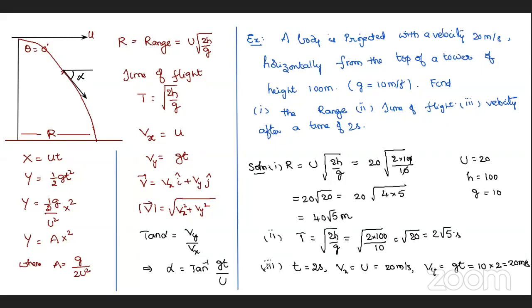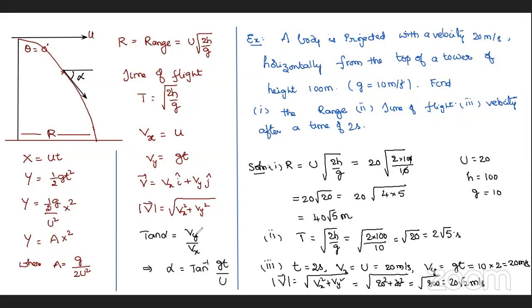So mod V bar is equal to root of Vx square plus Vy square. That is root of 20 square plus 20 square. 20 square plus 20 square is root of 800. That is equal to 20 root 2 meters per second.